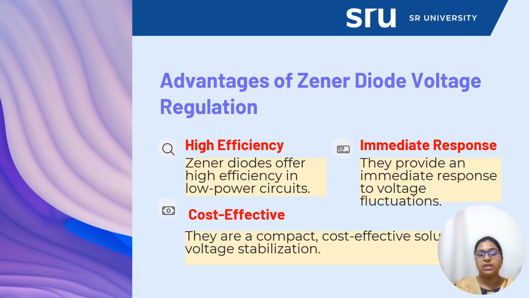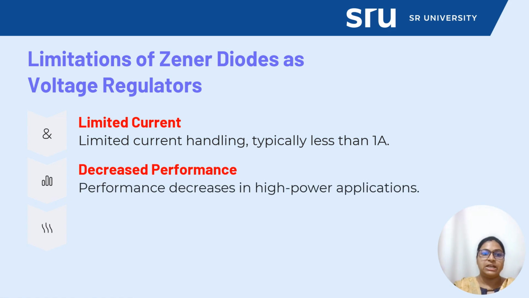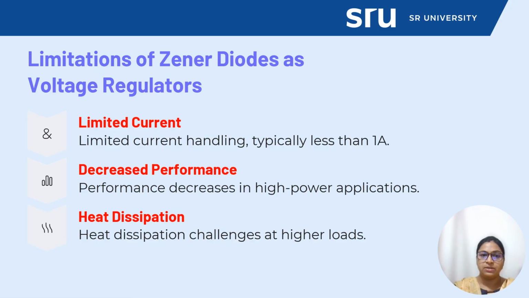Despite all these advantages and uses in many applications, in particular for voltage regulation, they have some limitations, like limited current handling, typically less than 1 ampere. It also decreases performance in high power applications, and there is a heat dissipation challenge at higher loads.